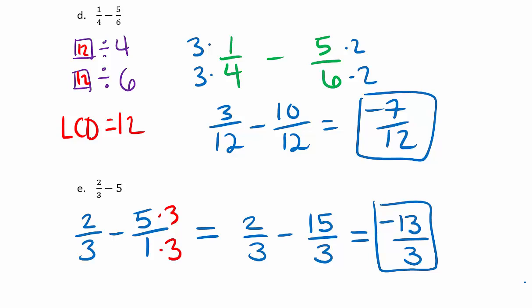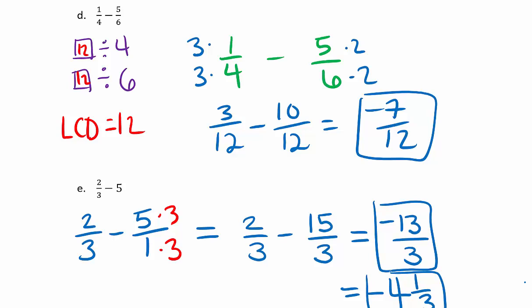Now, if you're asked to write your number or your answer as a mixed number, you can do that with division. 3 goes into 13 4 times. 4 times 3 is 12, so that means 3 goes into 13 4 times with 1 left over, and so I can write that answer as -4 1/3.